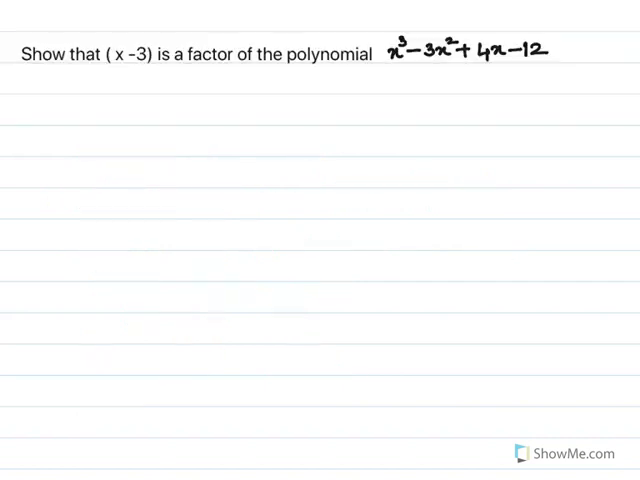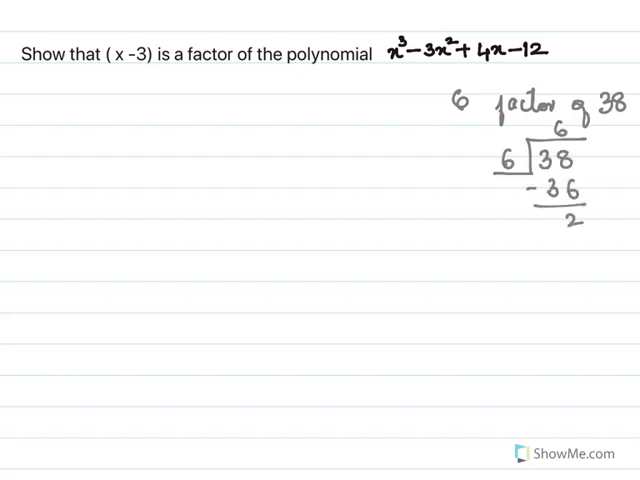Before we start the sum, let us know when we know if our number is a factor or not. Suppose I want to know is 6 a factor of, say, 38. What do I do? I divide 38 by 6. 6 sixes are 36, remainder 2. So the remainder is 2. Therefore I say not a factor.